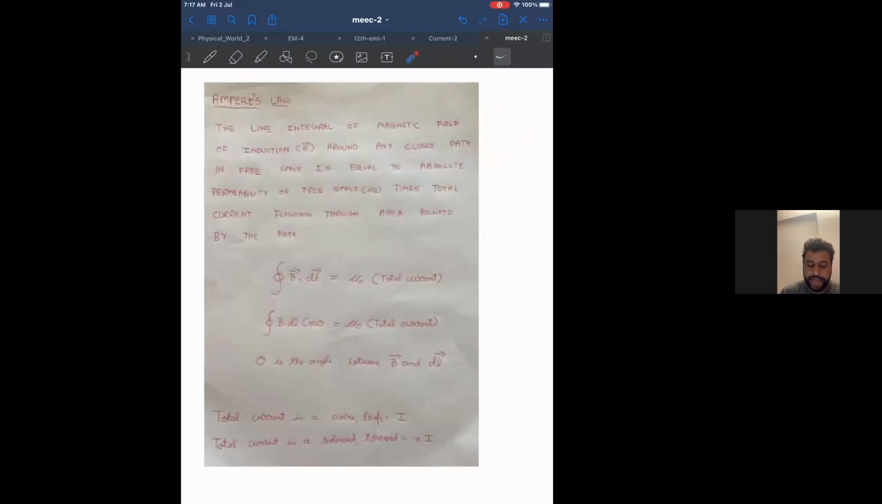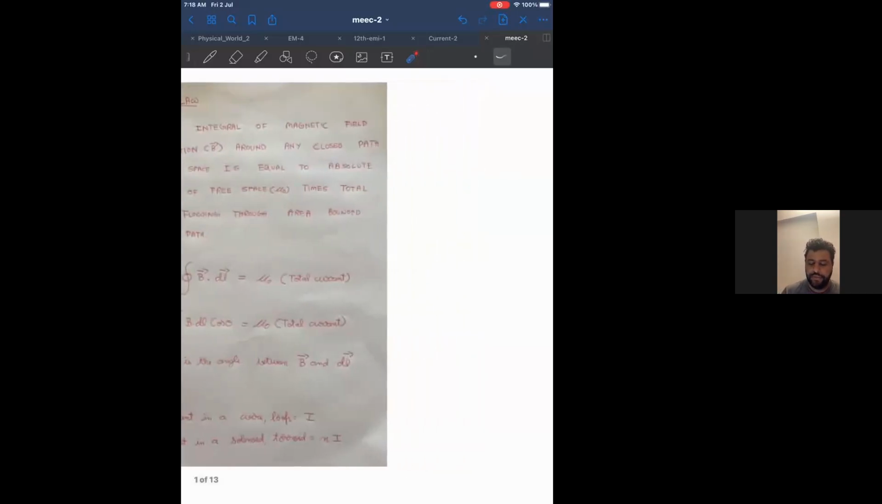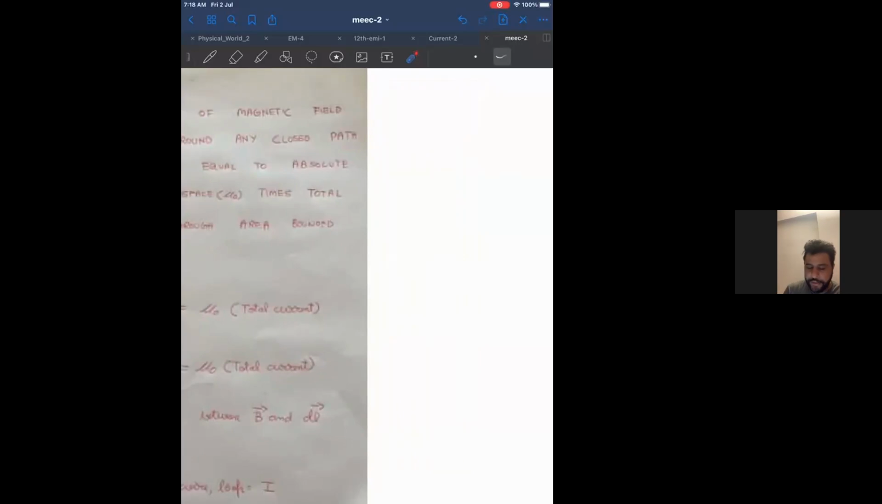around the line integral of magnetic field. Tell me what magnetic field is denoted by. Capital B. Magnetic field B. And what is the unit of magnetic field? Tesla. Correct. So listen to this. The line integral means integration with respect to length of magnetic field.